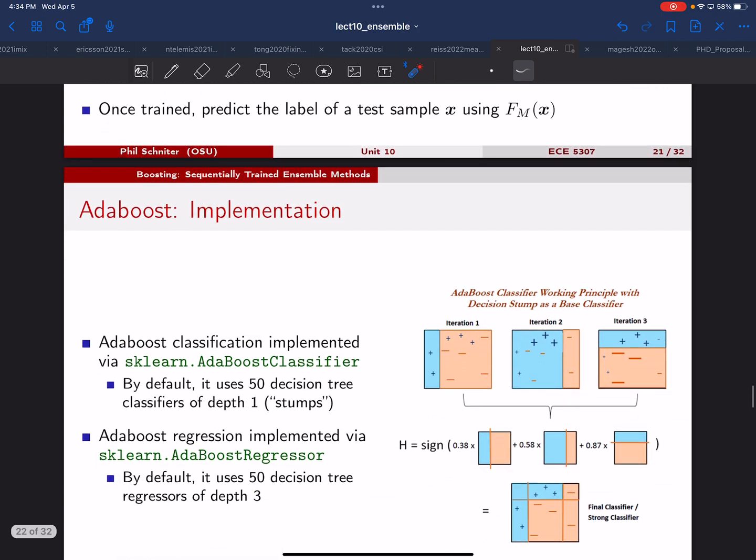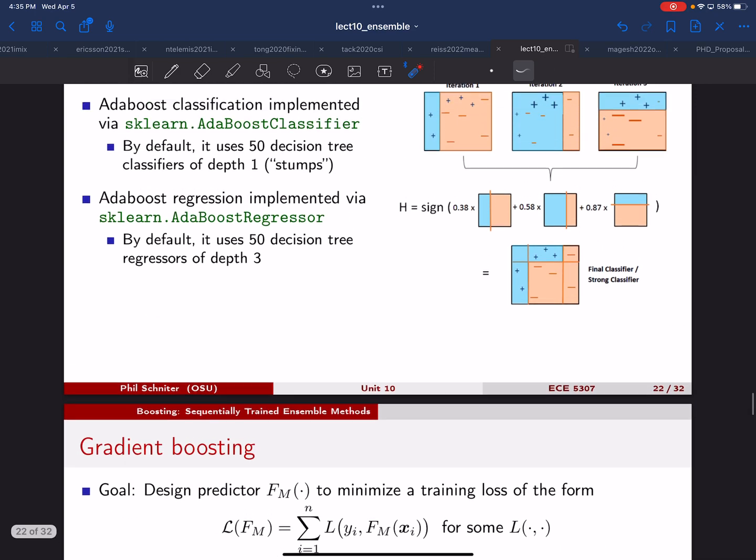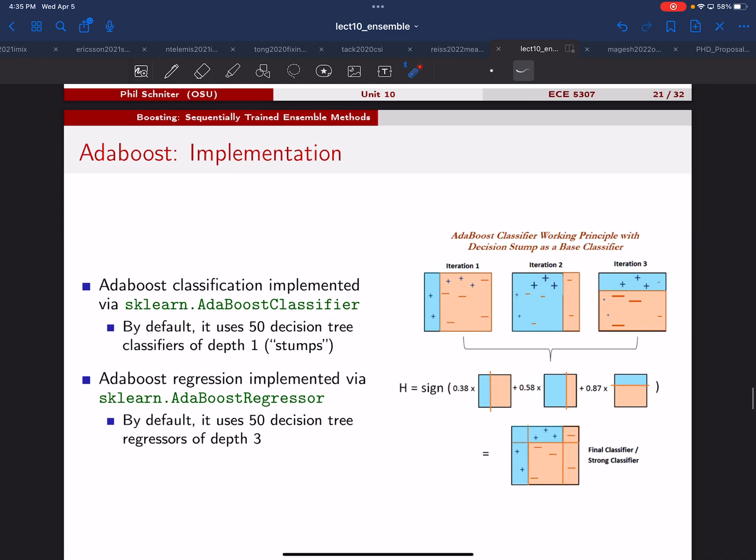Oh, actually, we'll do an example. But that was the motivation for this next approach, gradient boosting, which tried to be much more general. But let's just look at this example. So when you go to sklearn, you have AdaBoost classifier and AdaBoost regressor. By default, the predictors that it uses are 50 decision tree classifiers, so there's 50 stages. And these are classifiers of depth 1. When a tree has depth 1, you call it a stump. Okay, so they're very simple.